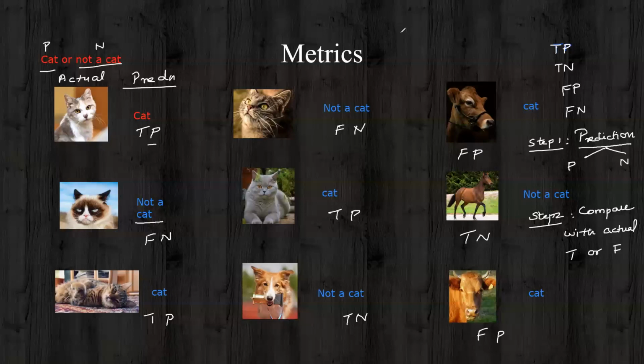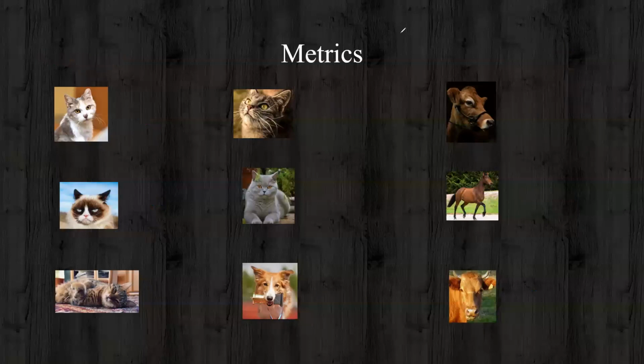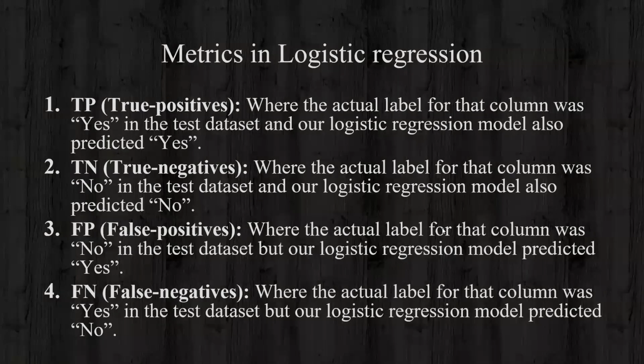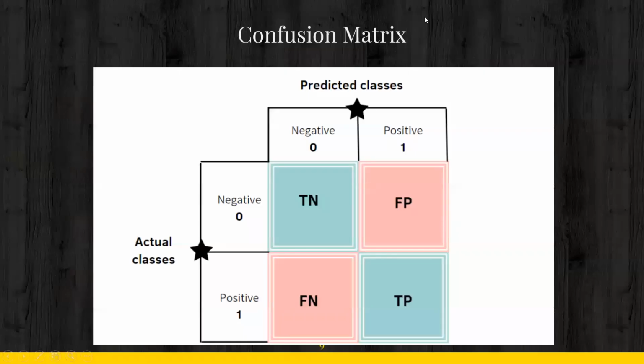Let us go back to the previous slide now. True positive: the actual label for that column was yes in the data set, and our model also says yes. True negative means both should be no. False positive means predicted says yes. First, you should look at the predicted, right? Predicted says positive, which is yes, but actually no. So it is false positive. What is false negative? Predicted says no, that is negative, which means it is false, and actually it is yes. Hope it is clear.